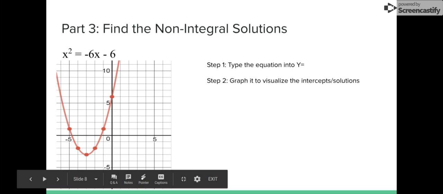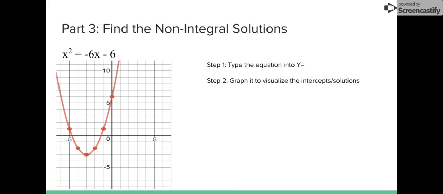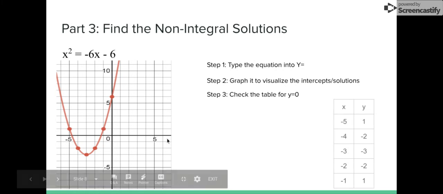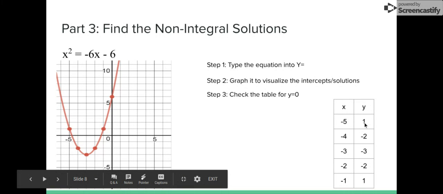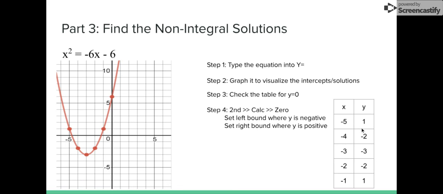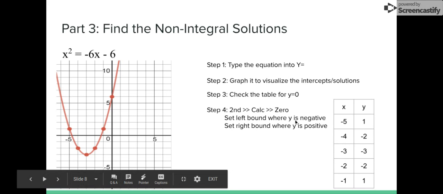So this is a picture of x squared plus 6x plus 6 for what we are going to be looking at here. Now, again, check the table. Sure enough, we can't see 0, but just as before, I can see y is positive 1, y is negative 2. So my first 0 occurs between negative 5 and negative 4. So I second calc 0, left bound negative 5, right bound negative 4. Guess doesn't matter. Press enter, and I will eventually get the decimal approximation there.